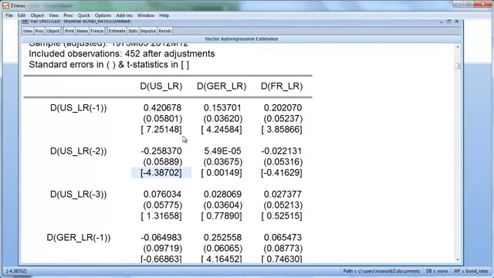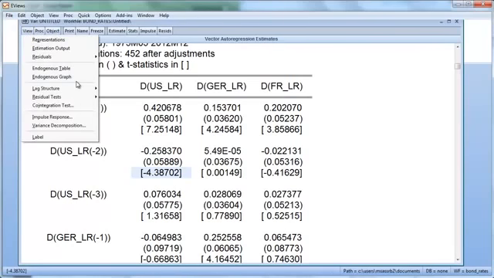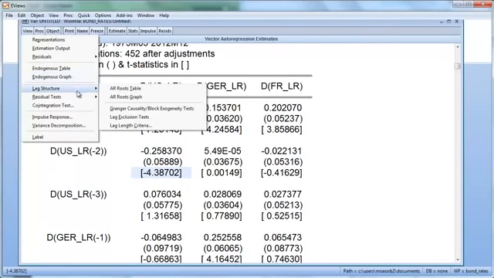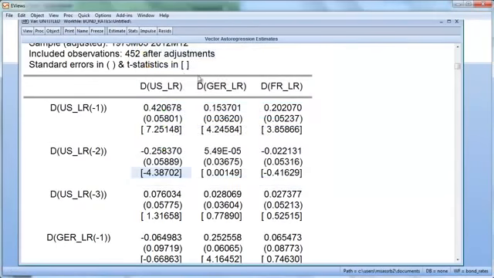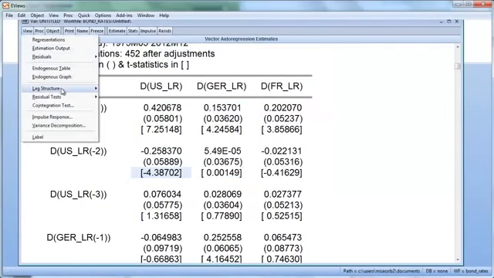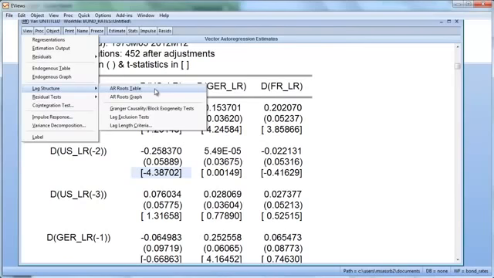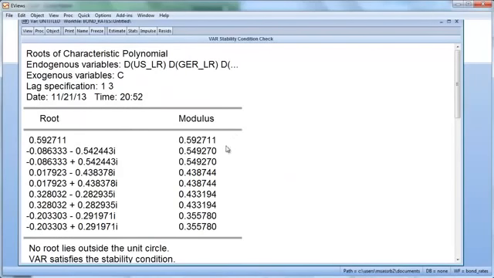What I now want to look at is whether there are any issues about the non-stationarity of the system or the stability of the system. What we'll do is go to View, and go to the lag structure and to the AR roots table. Okay, and what we see here is all the roots of our system.